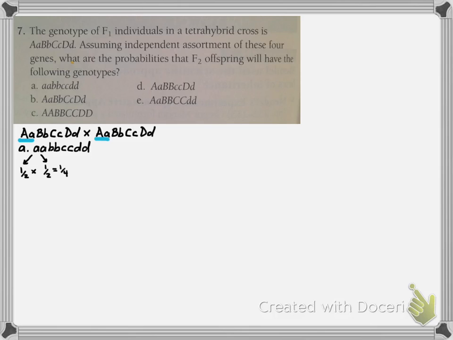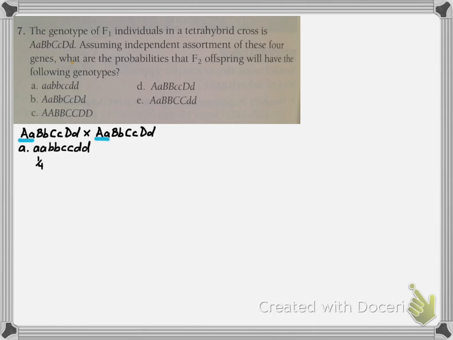So we just multiply those 2 probabilities together. So we have a recessive allele and a recessive allele. So it's 1/2 times 1/2. That's the rule of multiplication. And that's going to give us 1/4. Okay, so we have a 1 out of 4 chance of getting this homozygous recessive genotype for this locus. Okay, so let's get rid of that and just write in the 1/4.